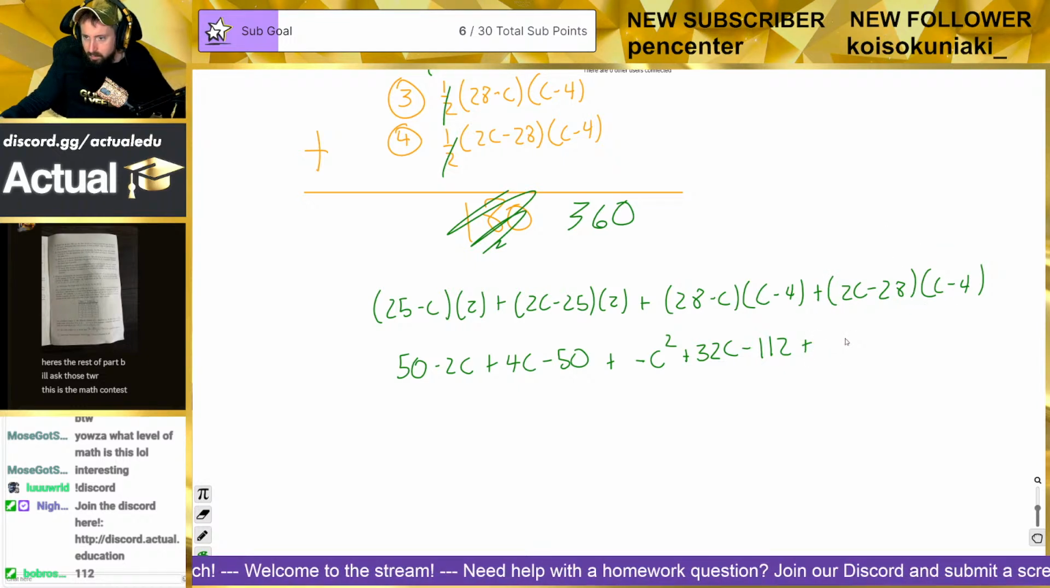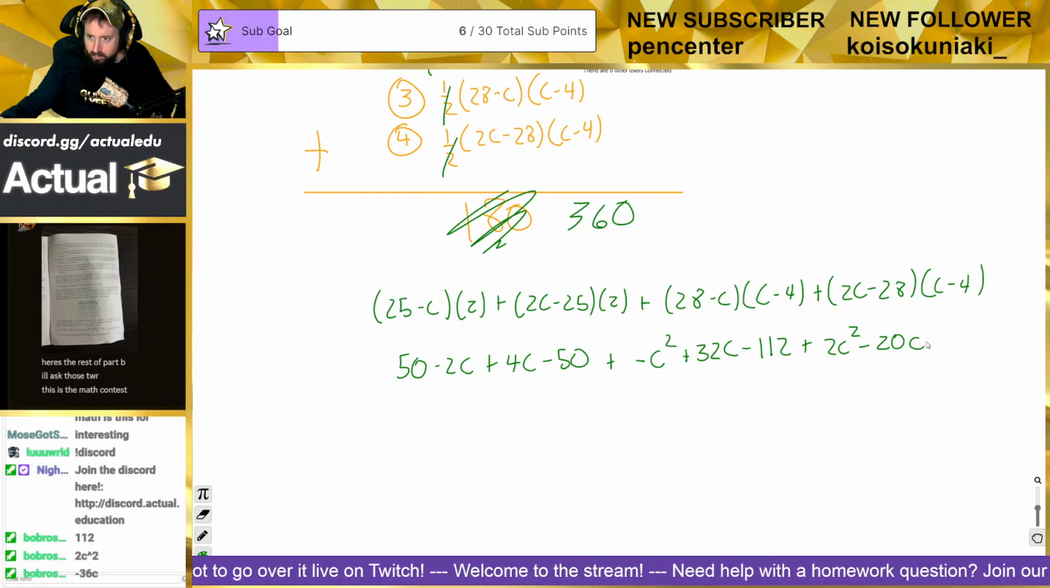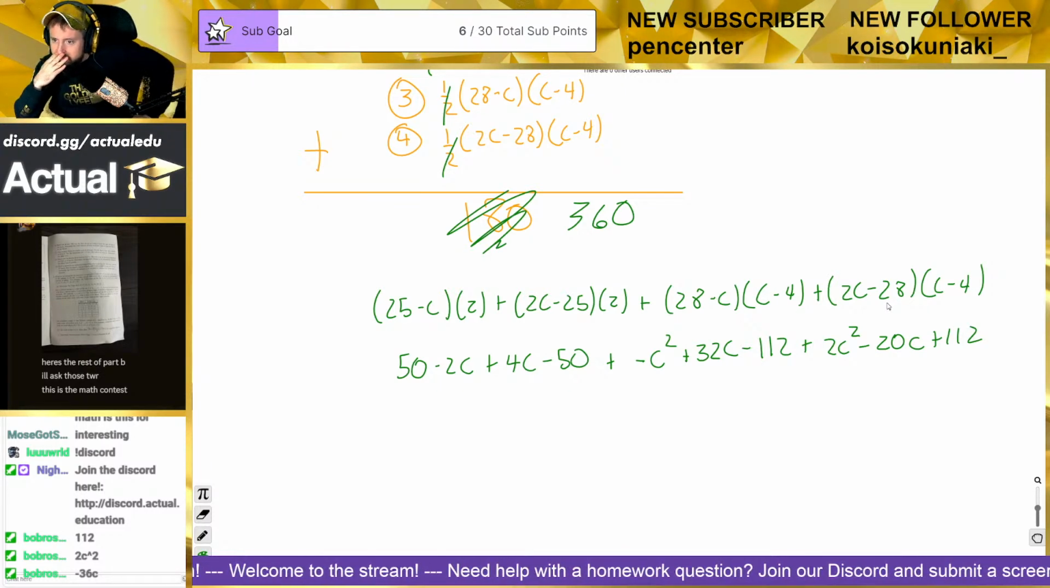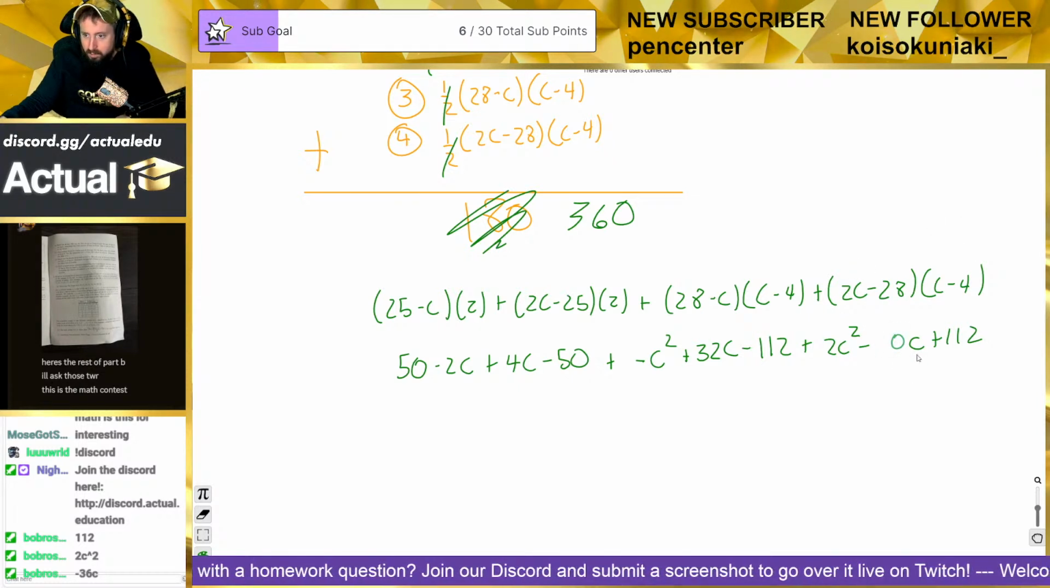And then this is going to be plus 2c squared, minus 28 and positive 8 is minus 20c. And then adding those together is another 112. Oh, 36? Where'd I mess up? Oh, you're right. Sorry, I forgot the minus is on this as well. Yeah, that's minus 36. Good catch.